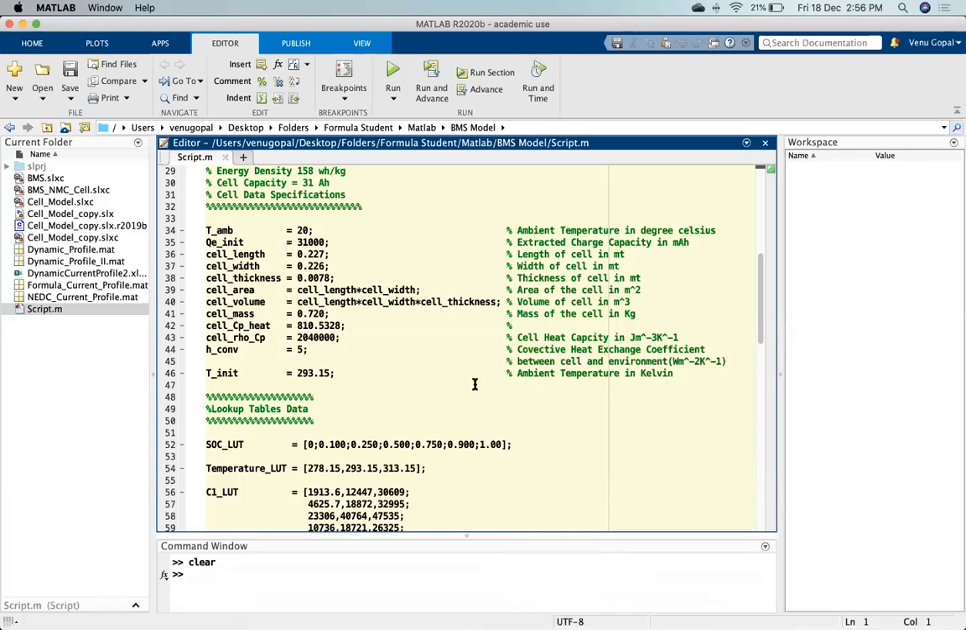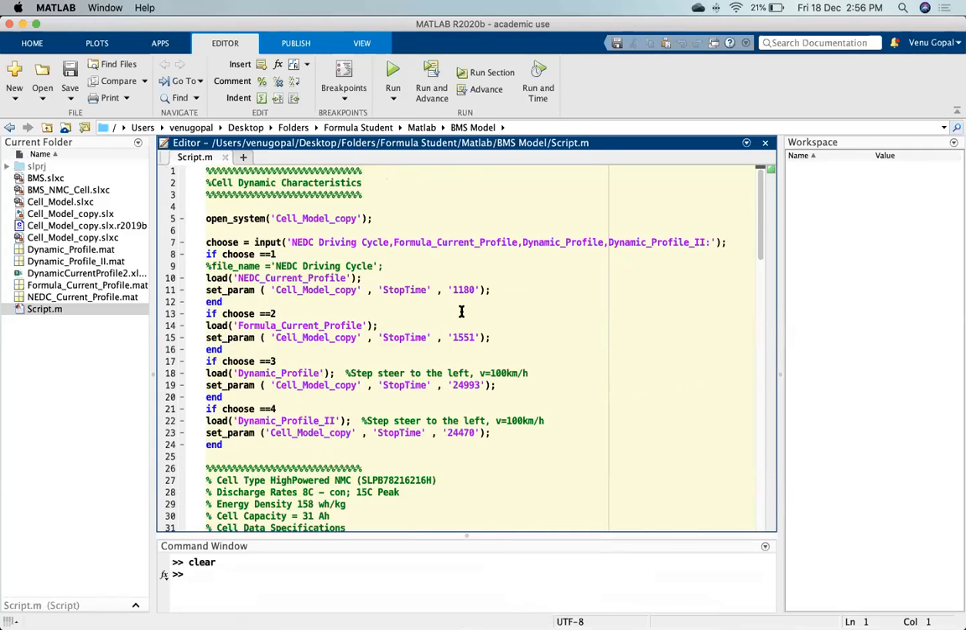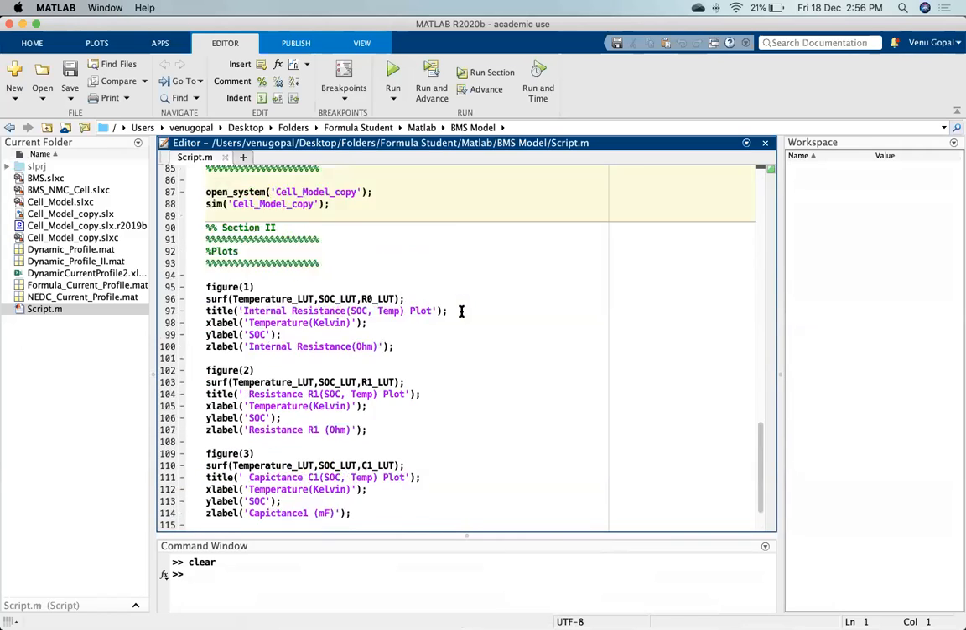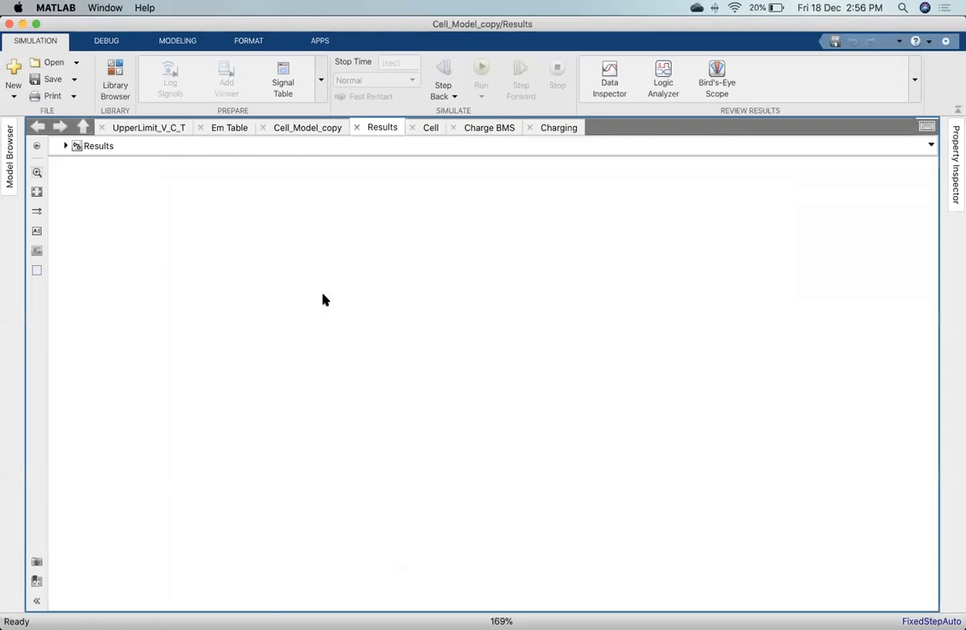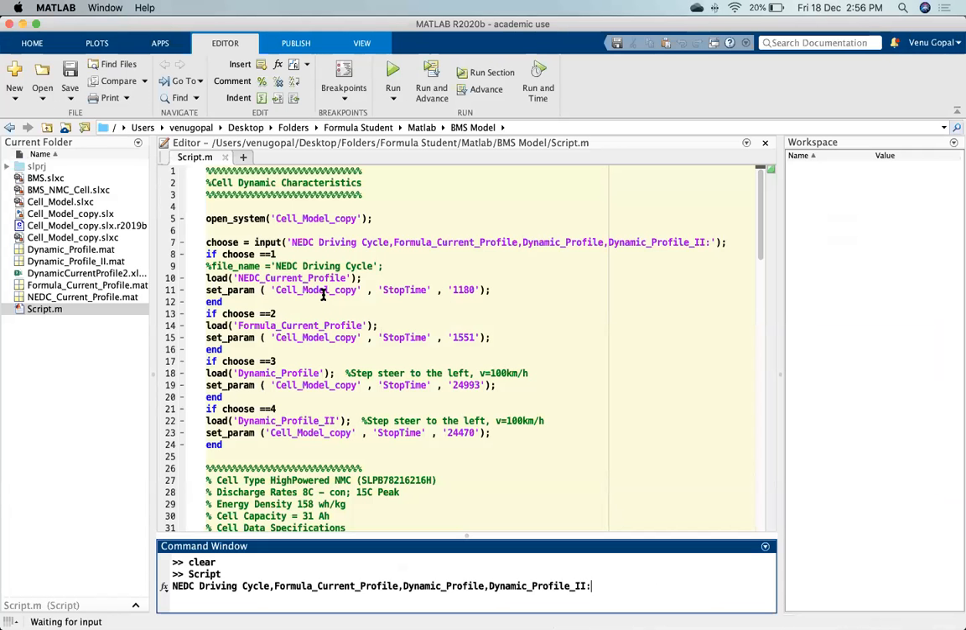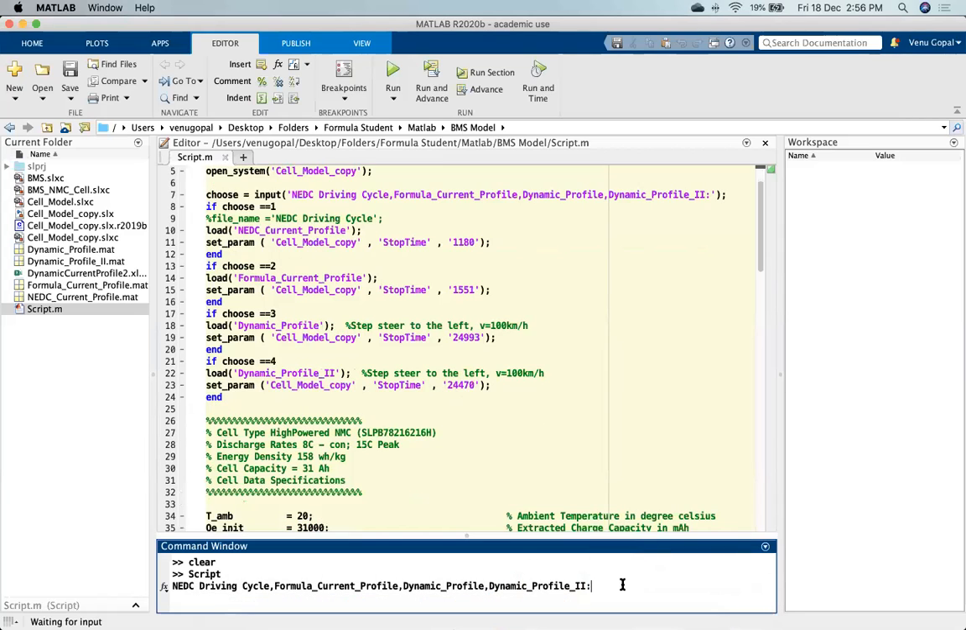Okay. So this is a little bit of coding that I have written for developing the algorithm. I'll just run this code, and here I've given so many current profiles, like drive cycles, NADC drive cycle, or some dynamic profiles and formula current profiles. There are so many current profiles that we can test before implementing it in the BMS. Now it is asking me for some input, which is which current profile I want to give. So I'll give the NADC current profile.